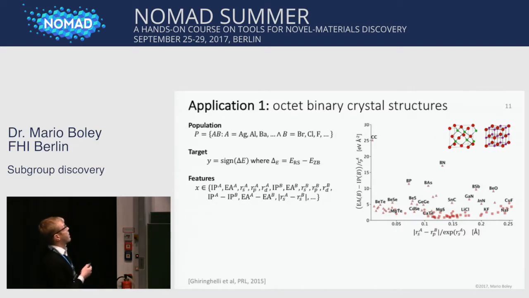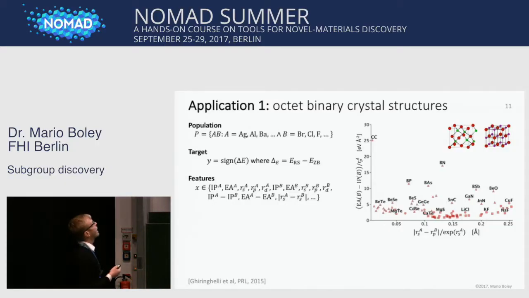And I skipped over this. So obviously, the target variable that we're interested in now is again, we want to predict if the material has an affinity for the rock salt or the zinc blende crystal structure. And so our target variable is now the sign of the energy difference between the rock salt phase and the zinc blende phase of the materials.